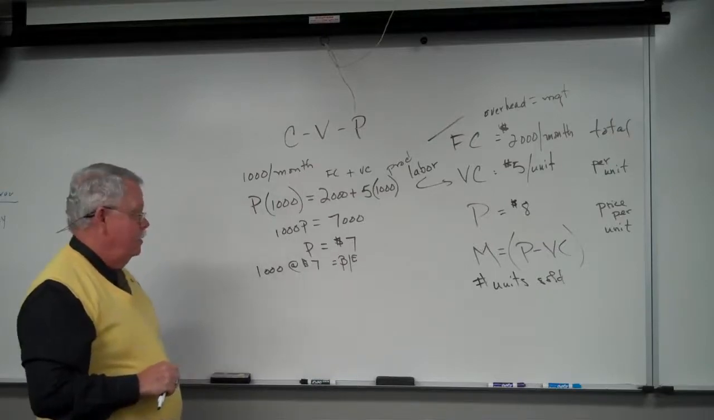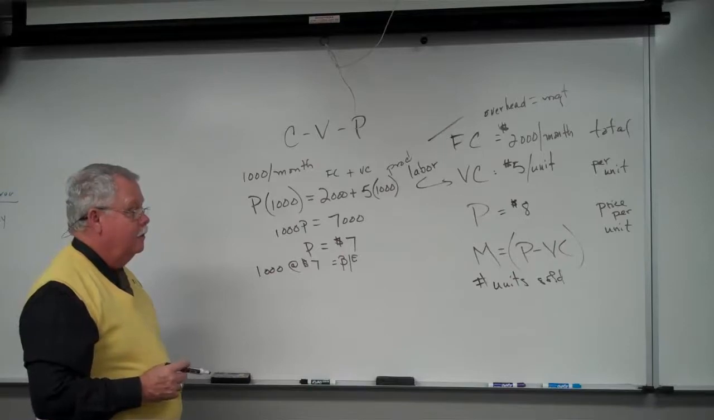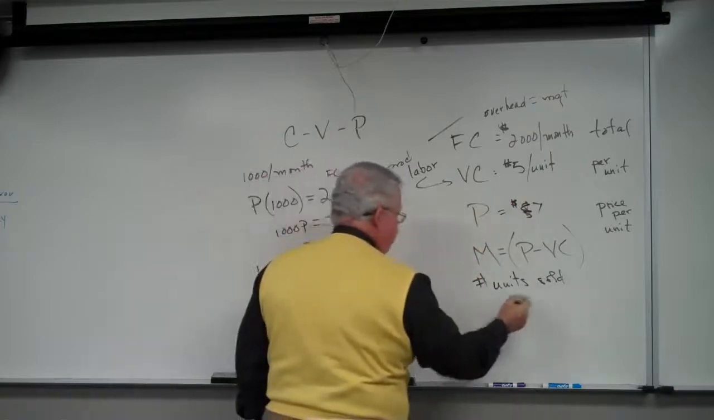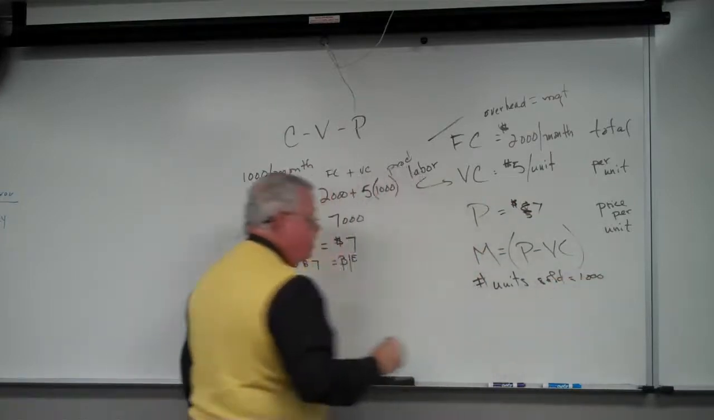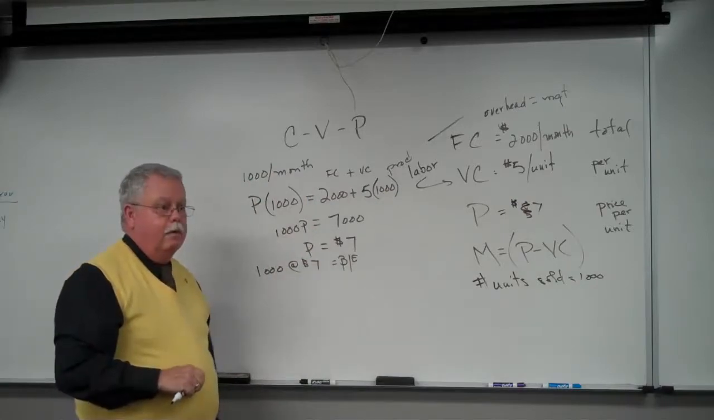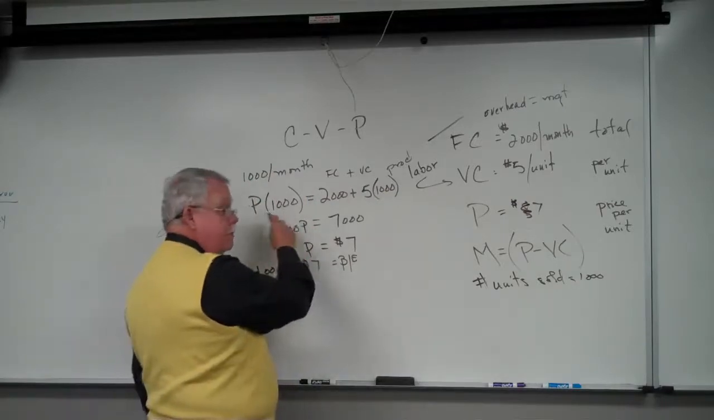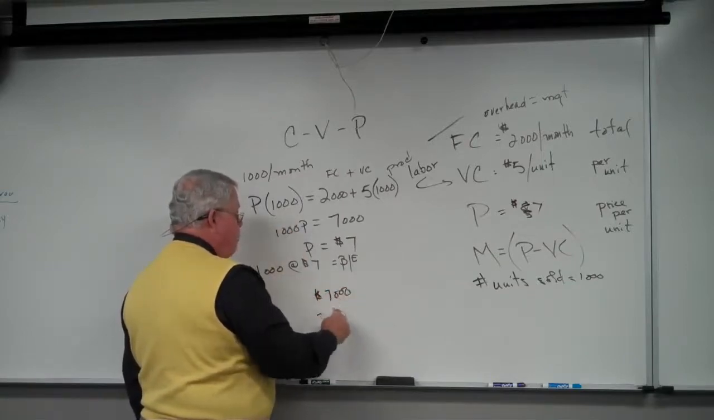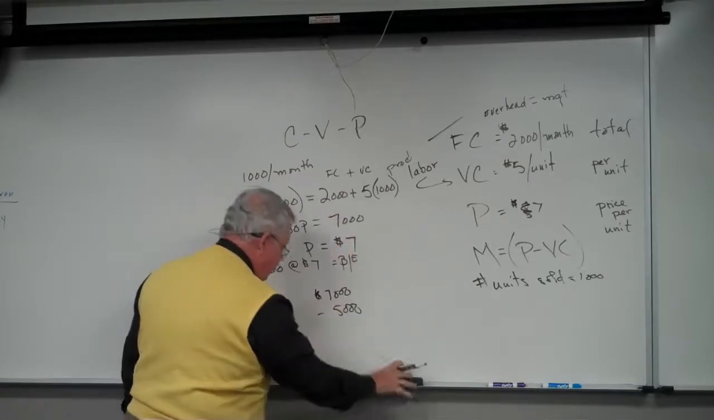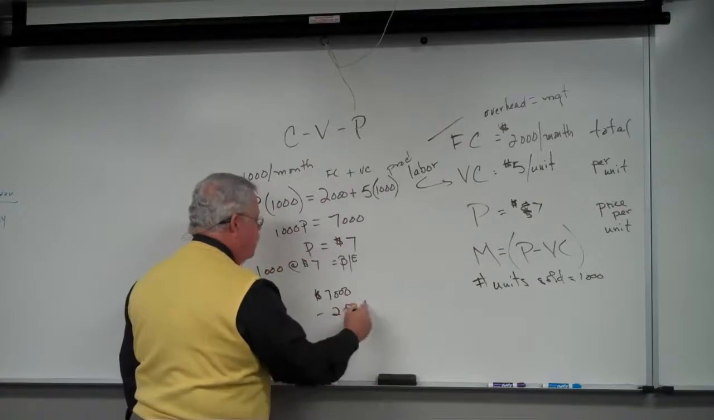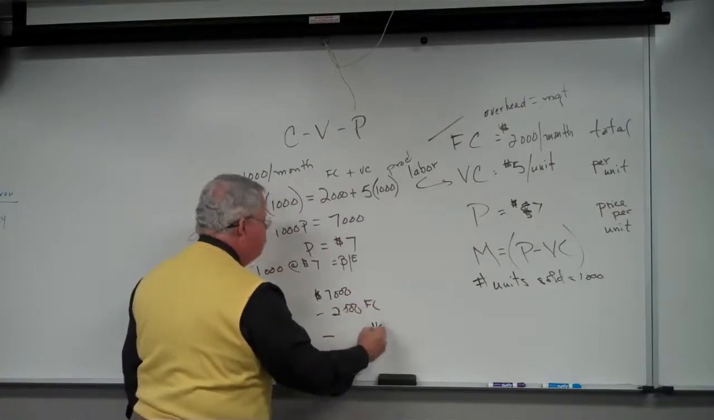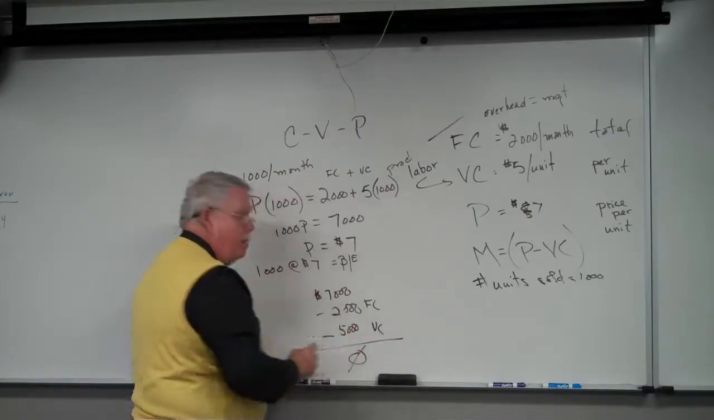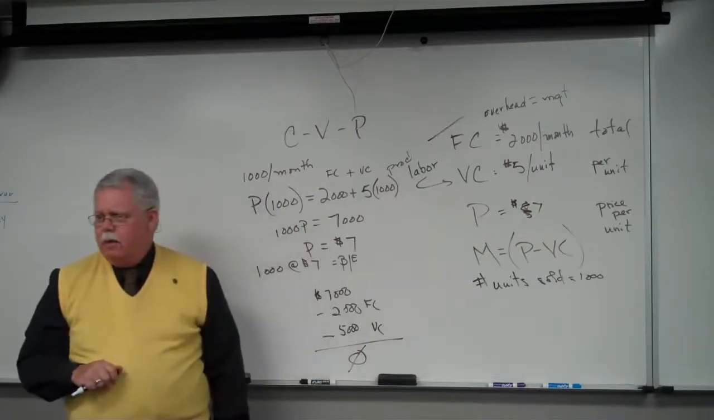How do you figure that? This is no longer correct. This is going to be 7, and the quantity is going to be 1,000. If I sell 1,000 units at $7, I'll make $7,000 in revenue. I will subtract my fixed costs, 2,000, sorry, and I will subtract my variable costs, which is $5 per unit times 1,000. And I will break even. No profit, no loss. We okay with that?